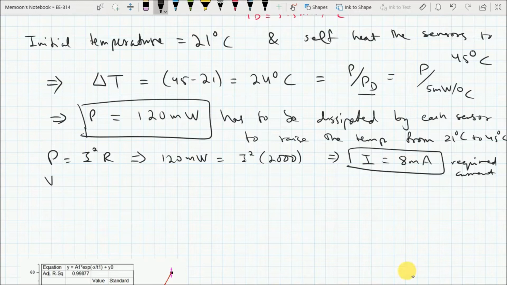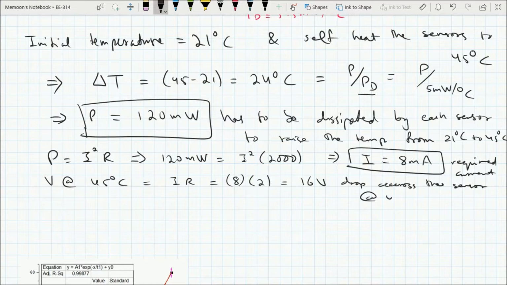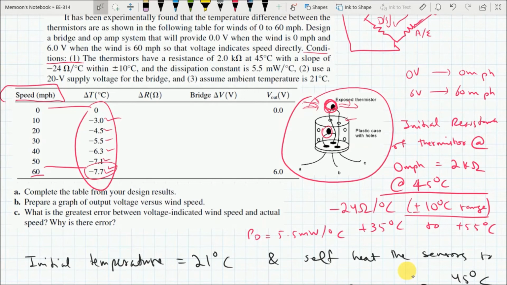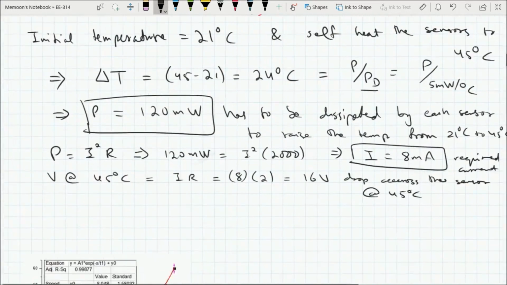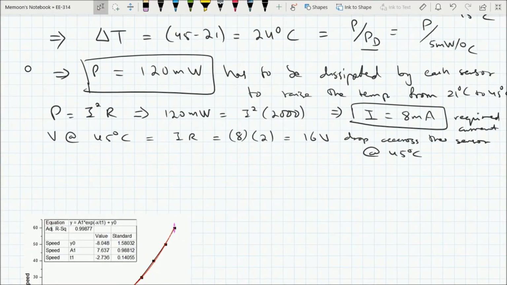So the voltage at 45 degrees Celsius is equal to IR, and that is equal to 8 milli into 2 kilo, and that is equal to 16 volts. So this will be the voltage drop across the sensor at 45 degrees Celsius. And let me go back to this table. At 45 degrees Celsius, the delta T is equal to 0. So now 45 degrees Celsius is your initial value of temperature.